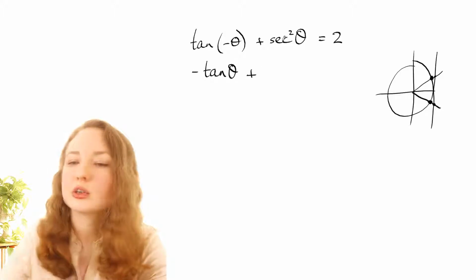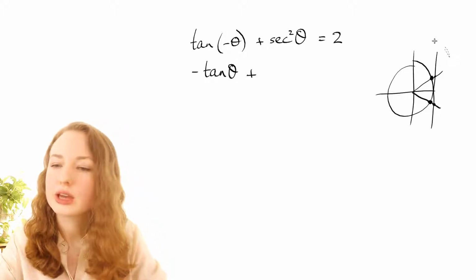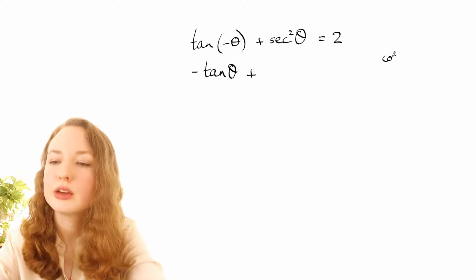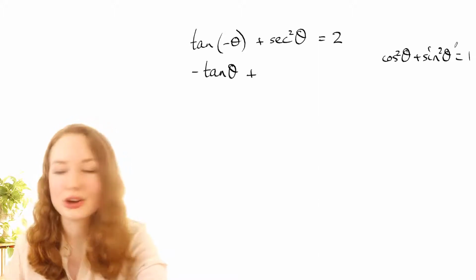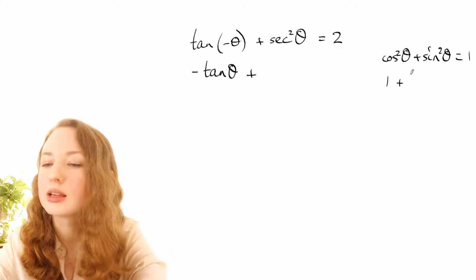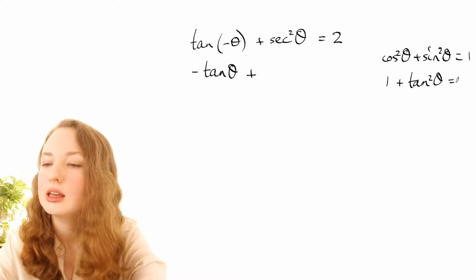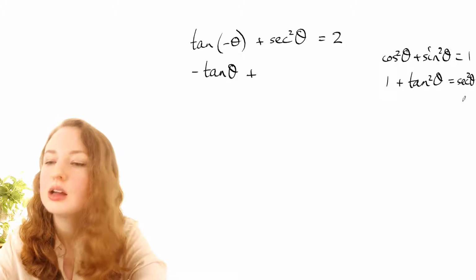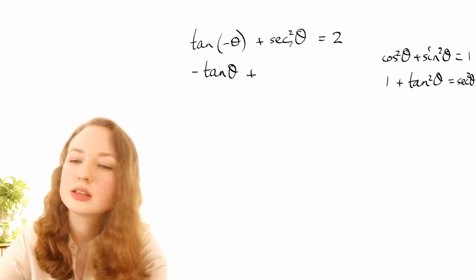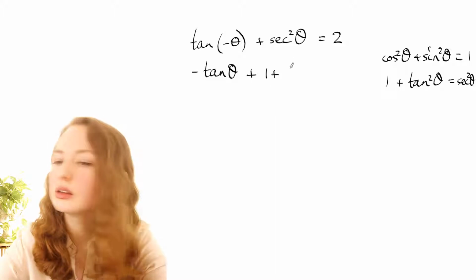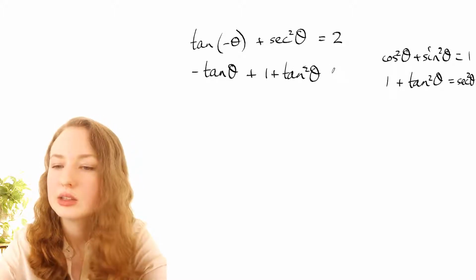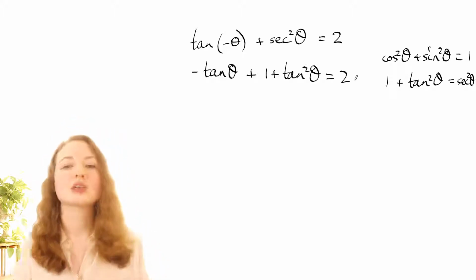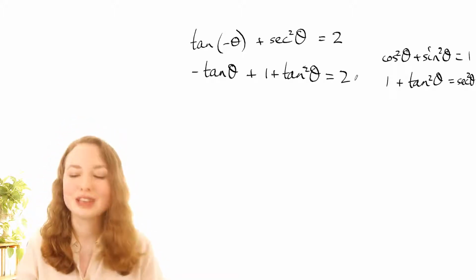Now for the sec squared, the way that you get that is from the cos squared theta plus sine squared theta equals 1 equation. You can divide both sides of that by cos squared theta, and that gives you 1 plus tan squared theta equals sec squared theta. So we can sub this into here, and we will get negative tan theta plus 1 plus tan squared theta equals 2. Now that's a quadratic equation that you can use to solve for tan theta.